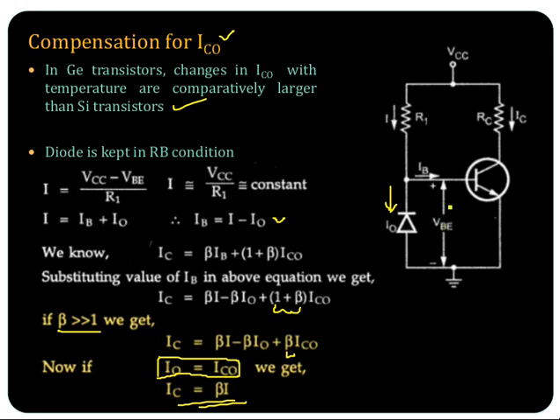How can you ensure that the reverse saturation current to be the same? Because you are again choosing a diode of the same material and type as the transistor. Then the reverse saturation current through this diode, that is I naught, can be made equal to ICO. So thus we are again compensating for ICO using this particular circuit diagram.